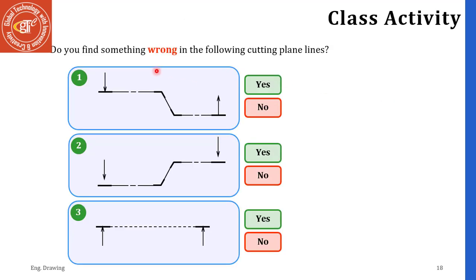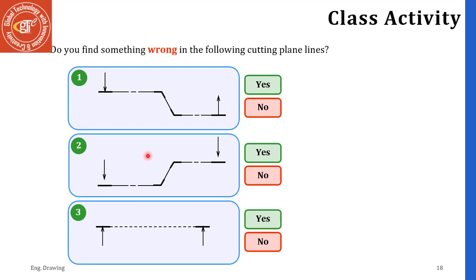Here is an activity. Do you find something wrong in the following 3 examples? Pause the video and answer the questions. Hopefully you come up with the best solution. In the first case, did you find anything wrong? Yes, it's true. The wrong thing is the direction of the arrow. This one is pointing upward and this one is pointing downward.